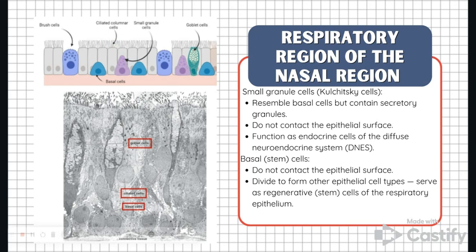Now we're going to talk about something about these. They don't reach the surface. If you see a cell on the surface, that's not going to be the small granule or the basal cells, which we'll talk about now. Basal cells don't contact the epithelial surface. They divide to form epithelial cell types. They're a form of stem cell. They become the regenerative cell of the respiratory epithelium. You see them here. They also don't reach the surface.